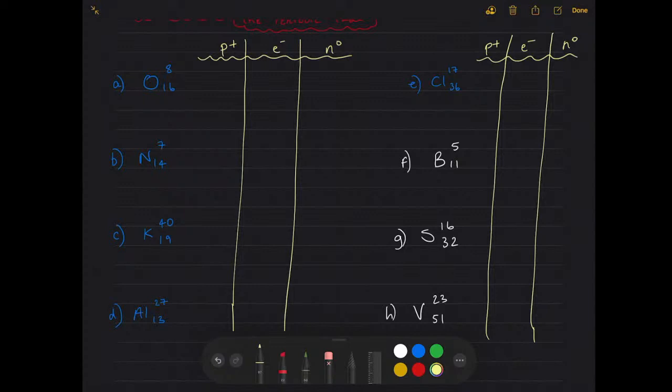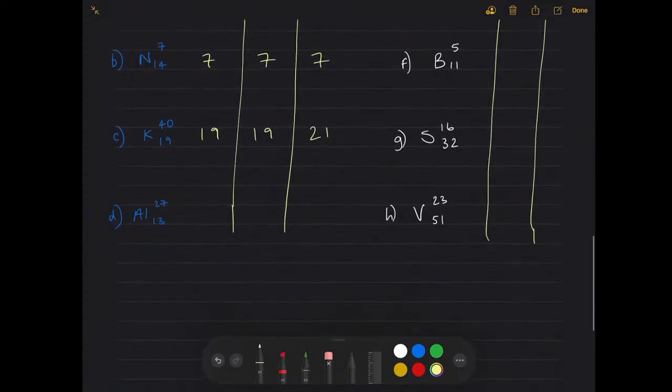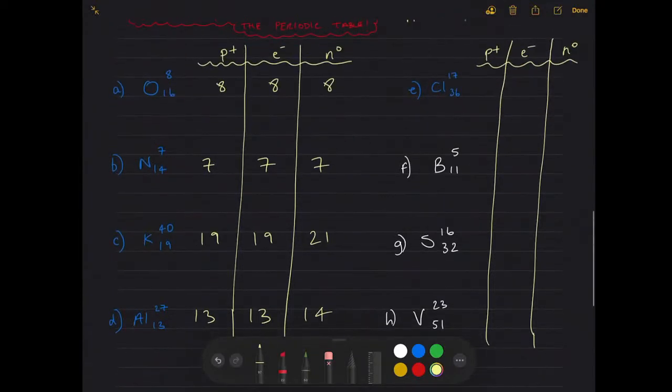Okay, so the answers should have been 8, 8, 8, 7, 7, 7. We would have had 19 protons, 19 electrons, leaving you with 21 neutrons. 13, 13, leaving you with 14. 17, 17, leaving you with 19 neutrons.